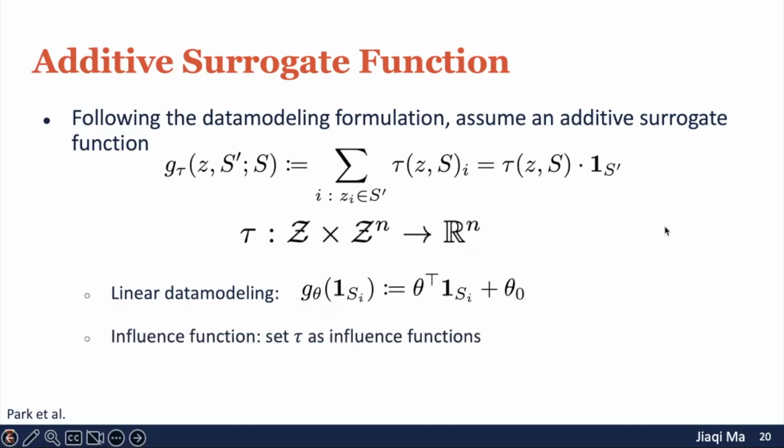Another example is the influence function. So we can set tau as any influence function, and this will also give us a surrogate counterfactual prediction function, right? By just having an influence function times this binary vector, then we'll get a counterfactual prediction function on a subset.